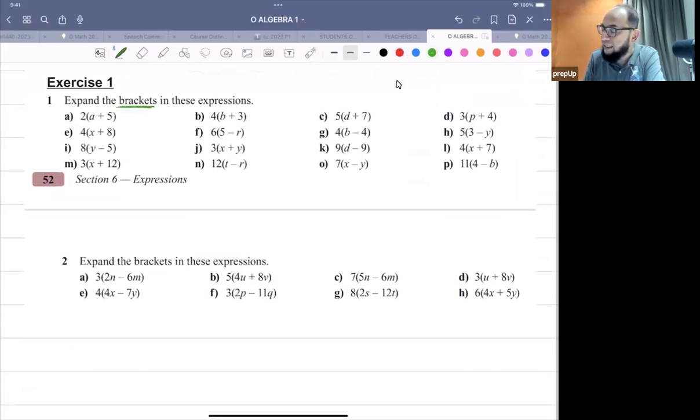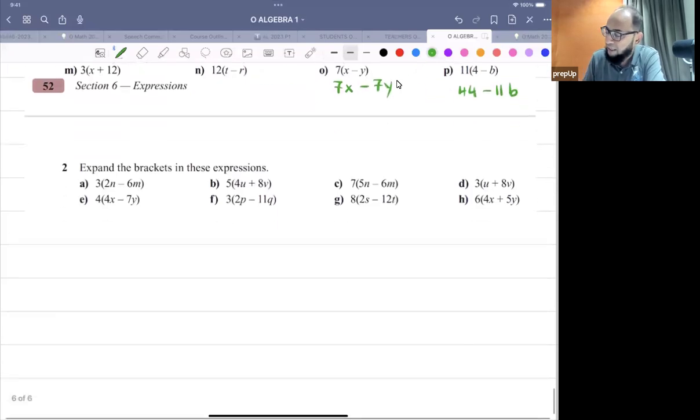Expand the brackets in the expression 2 into a plus 5, that is 2a plus 10, simple. 4 into b plus 3, that's 4b plus 12. 4 into b minus 4, that is 4b minus 16. 7 into x minus y, that is 7x minus 7y. 11 into 4 minus b, that's 11 into 4, 44 minus 11b. Something simple. Now expand the brackets in the given expression, something like this.